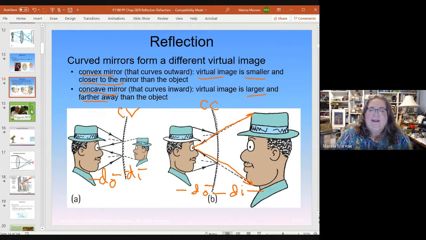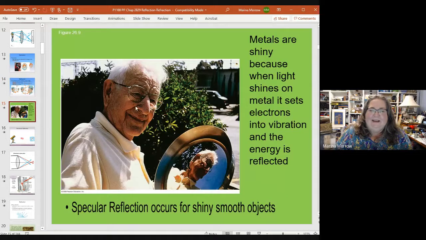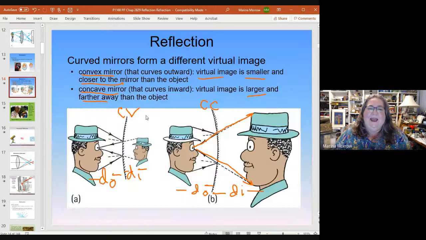Okay, so let's look at this next picture. Remember these ideas. And here you can see this guy is reflected in this pan. Can you tell if the surface is concave or convex? Well, you can, because look at his head, it's smaller. So since it's smaller, this must be a convex surface on that pan.